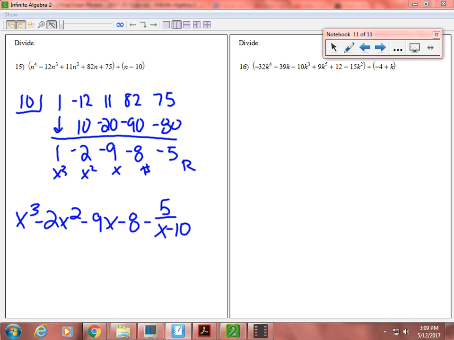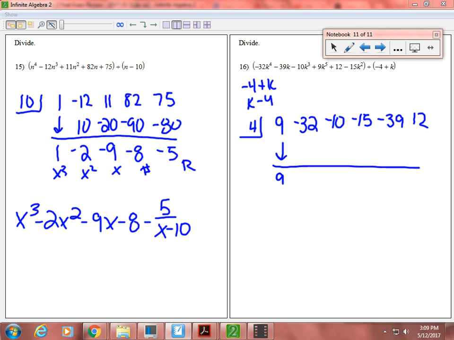Okay, number 16 has to go in order. So first remember that when we have this, it's really going to be that. So inside the box is 4. I know that my biggest exponent is to the fifth, so I have 9. Then to the fourth is negative 32. To the third is negative 10. To the second is negative 15. Then negative 39, and then a positive 12.